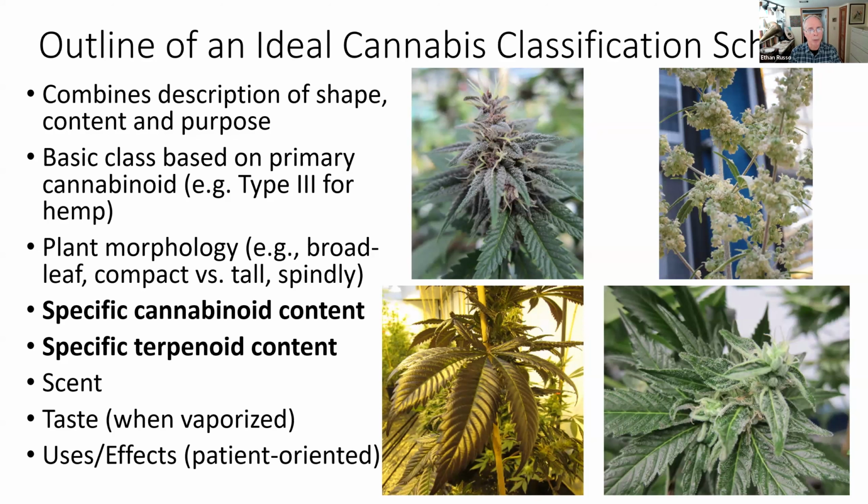A description of the plant morphology, its shape, whether it's broad leaflet, compact versus tall and spindly. Of course, we're most interested in the cannabinoid and terpenoid content. It would also be good to have descriptions of the scent, taste when vaporized or put into an edible. And what do people say about how they use it or the effects? And these would be patient-oriented attributes.